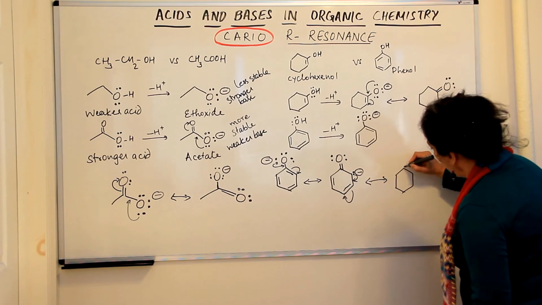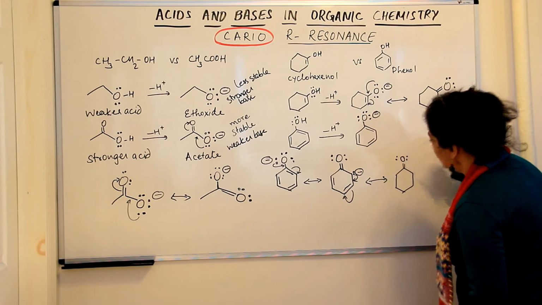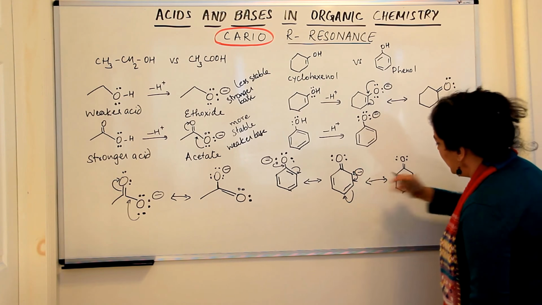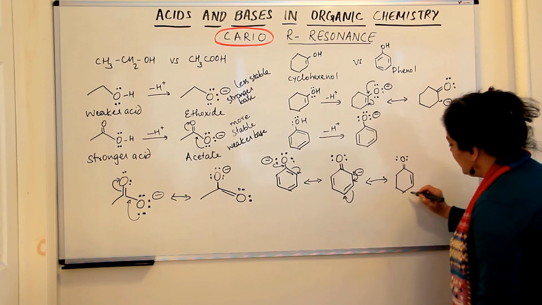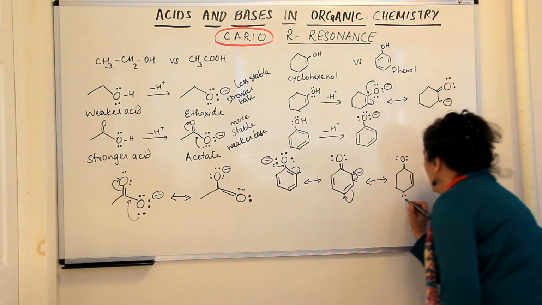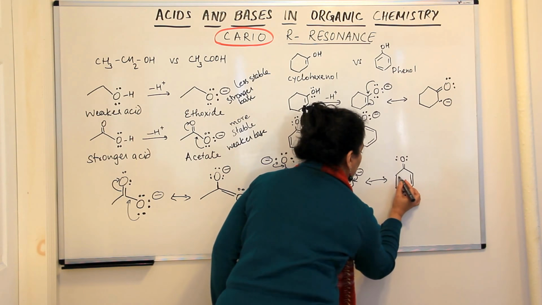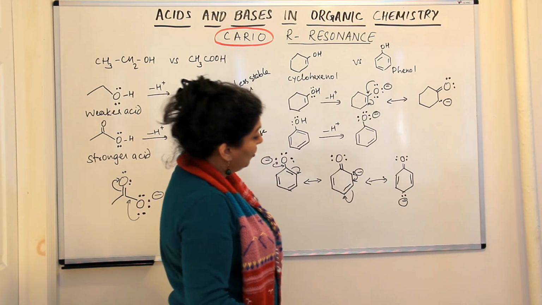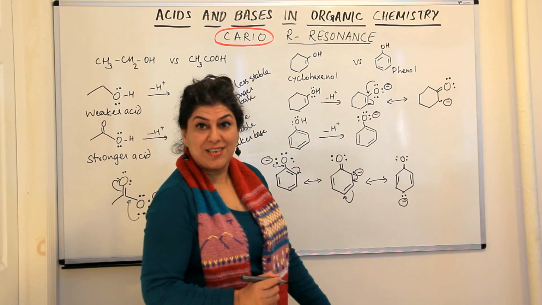We have oxygen having 1, 2, 3, 4 electrons. This pair has formed a double bond here, and the double bond here has moved and the lone pair now comes to this carbon. So the negative charge also comes to this carbon while this bond remains where it is.